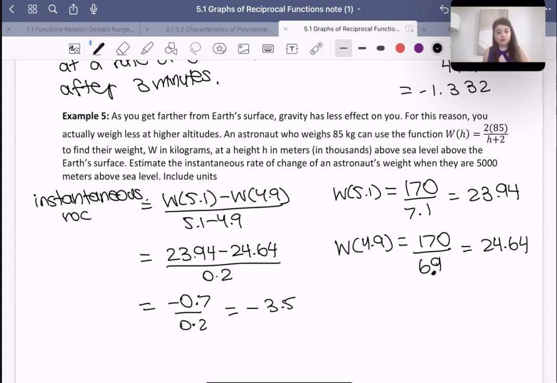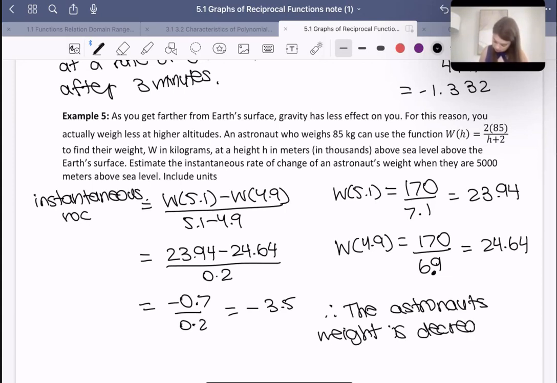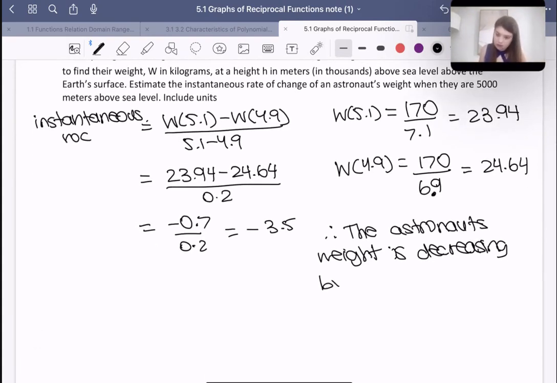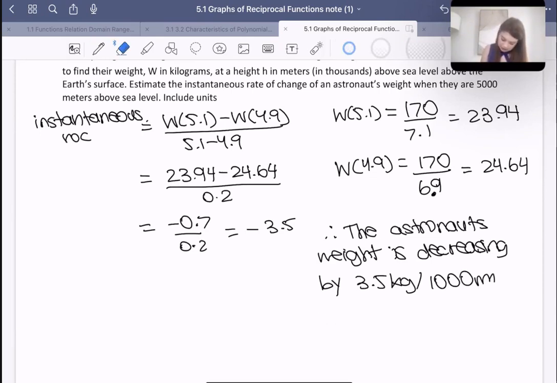All right, so therefore, the astronaut's weight is decreasing by 3.5 kilograms per 1,000 meters at 5,000 meters above sea level.